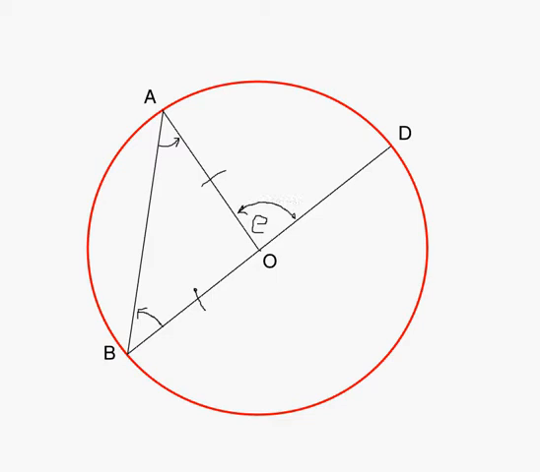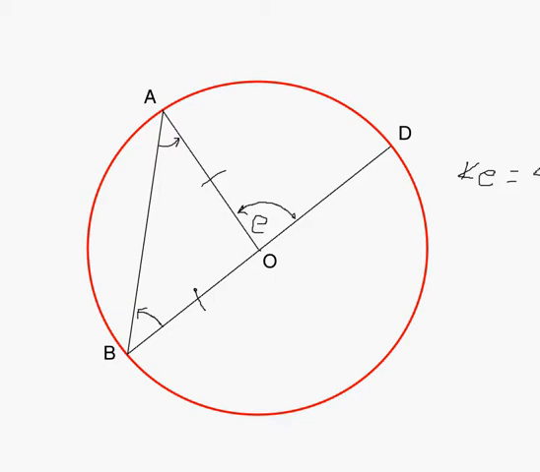Now, we know from our theorems on triangles that an external angle, let's say angle E, is equal to the sum of the interior angles, which would be angle A plus angle B.